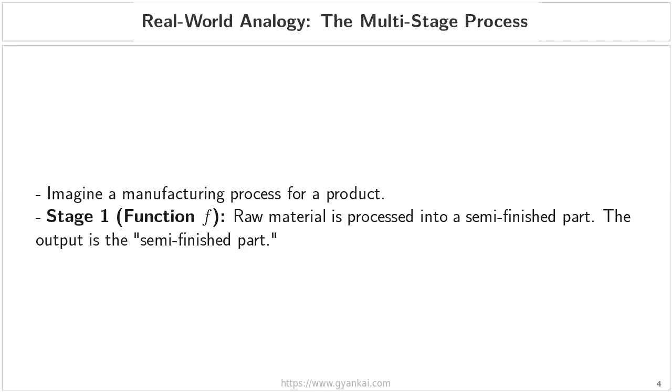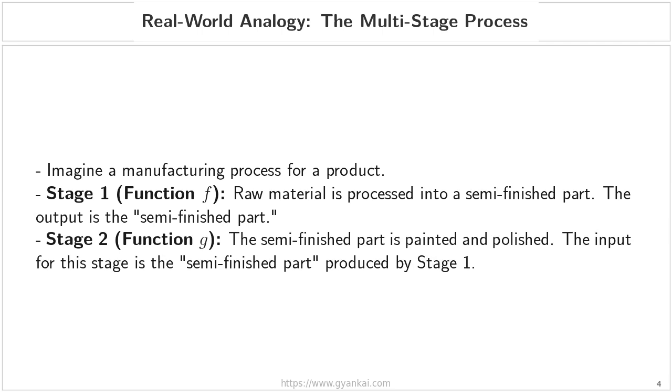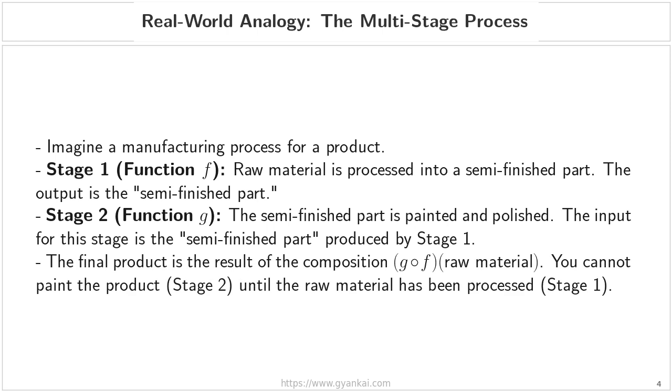The output of this first stage is the semi-finished part. Next, we move to stage 2, which represents function g. In this stage, the semi-finished part is painted and polished. It is important to note that the input for this stage is specifically the semi-finished part that was produced by stage 1. The final finished product is the result of the composition, g composed with f of the raw material.